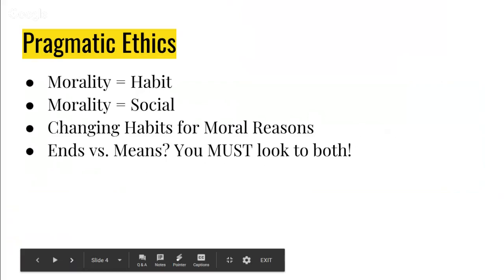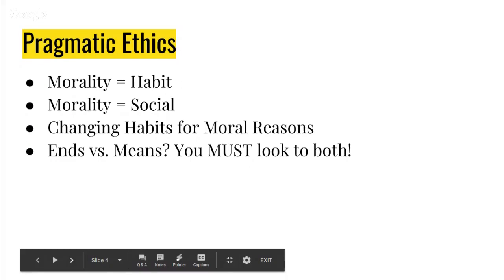And then the consequentialist, non-consequentialist debate is not a problem for the pragmatists. They're like, hey, let's be pragmatic. Let's look at both, right? So changing a habit isn't just for some goal. An end doesn't stop an action, it just redirects it to something else.